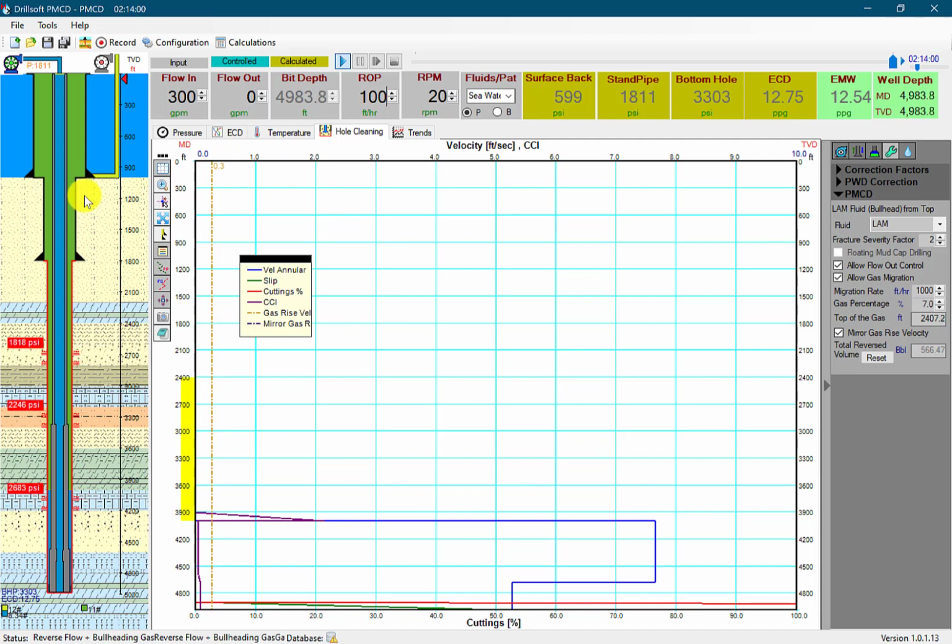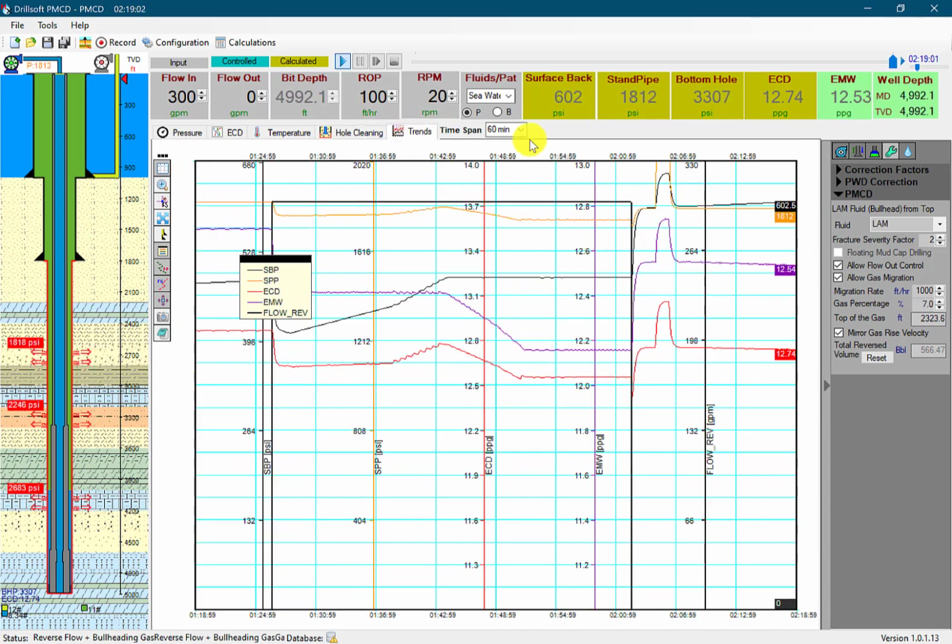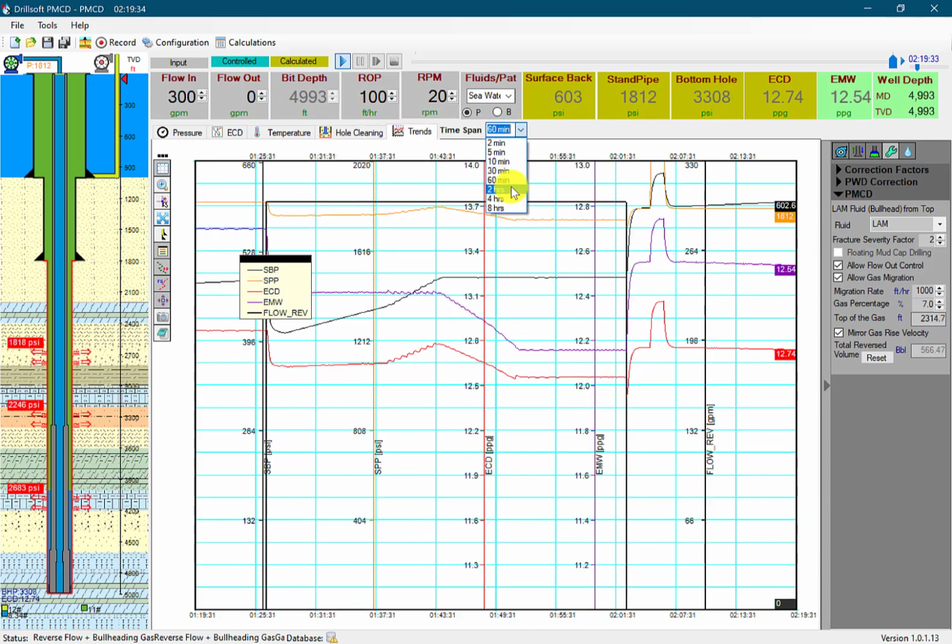We want to prevent the gas from entering the riser, so we'll monitor where the gas is. We'll allow it to rise until the surface back pressure reaches a certain threshold. For this case, we can say 620 psi or 630 psi. You can also monitor this in the trends.